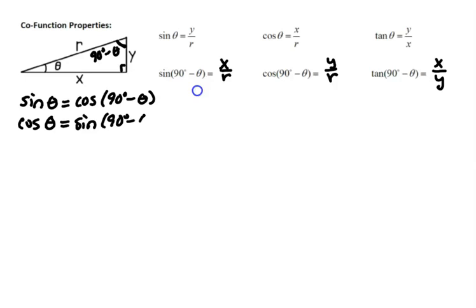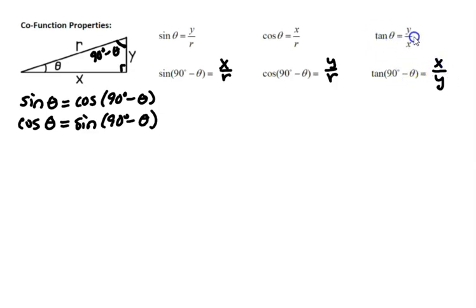So there's our first pair of cofunctions. They are called cofunctions because their angles inside have to be complementary angles. They have to add up to 90 degrees. Now, what about tangent? There's no cofunction to go with it, or is there?